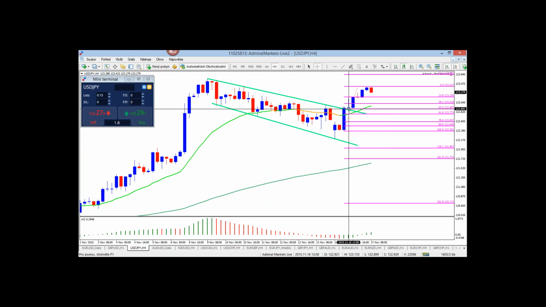I mean, okay, or it could hit the 61.8 fib too, and the trend line here. So the stop loss could also be put at 122.70, by the way. So we got three options, I think.